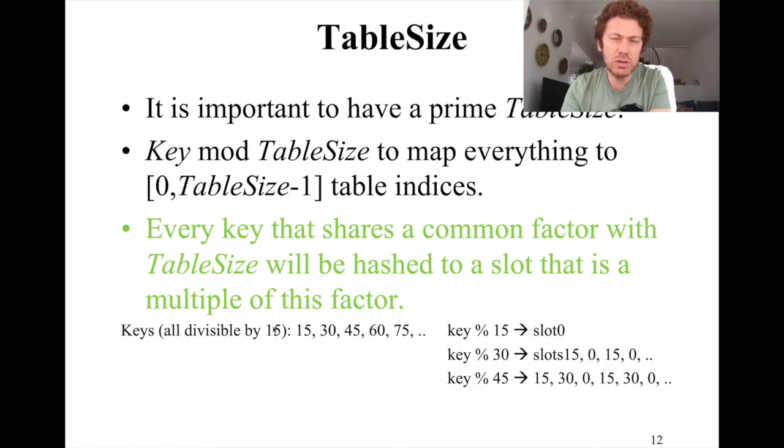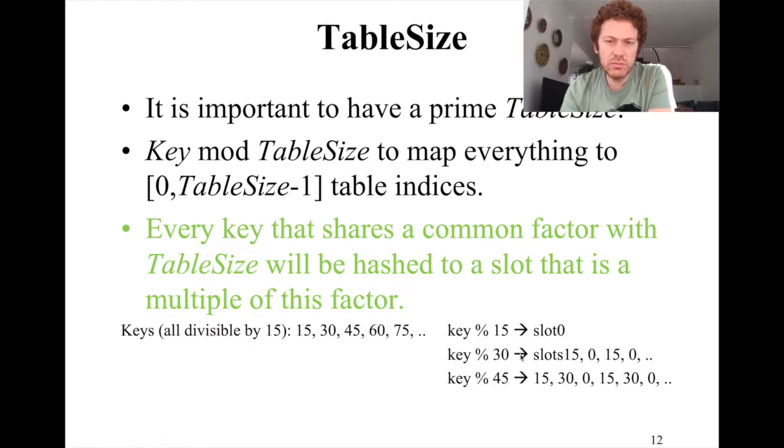So assume that I don't have a uniform distribution, I have a pattern. In this case, the keys have the pattern of being divisible by 15. So the keys are like 15, 30, 45, 150, etc. In that case, if I use a table size that is not prime, like 15, then all these keys will map to the same slot, right? Slot 0.